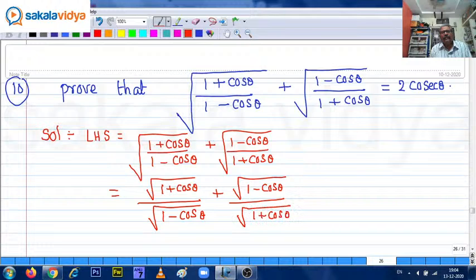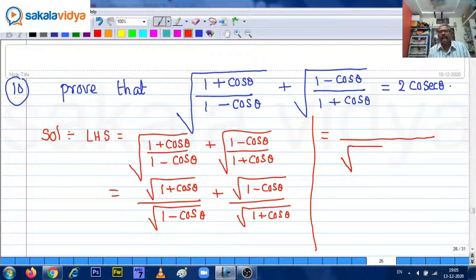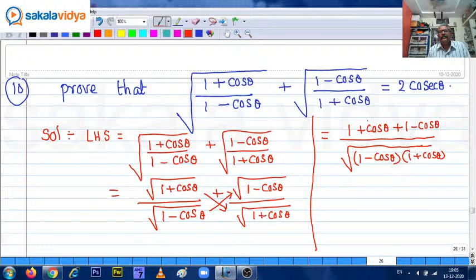So now what shall we do? We need to take the LCM. So we get like this. So LCM is root of 1 minus cos theta into 1 plus cos theta, because root A into root B is root of AB. So this into this, 1 plus cos theta, and plus 1 minus cos theta. So if you multiply like this and like this, cos theta gets cancelled. 2 upon this, which will be root of 1 minus cos square theta, you will be getting.